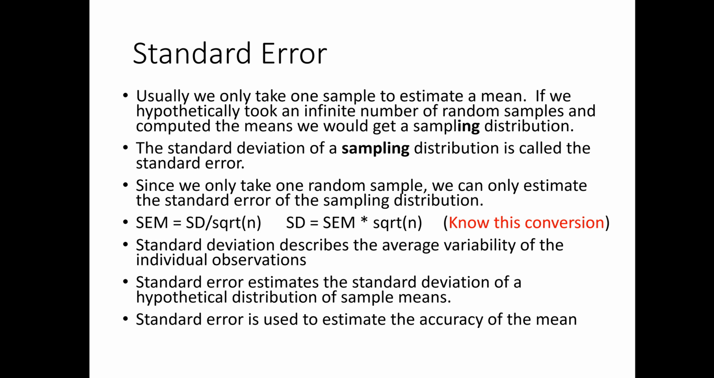And people report almost arbitrarily whether it is a standard error or a standard deviation. I mean, you just see it all the time in articles. The standard deviation describes the average variability of the individual observations. The standard error estimates the standard deviation of this hypothetical distribution of means. And the standard error, just repeating this, is used to estimate the accuracy of the mean.